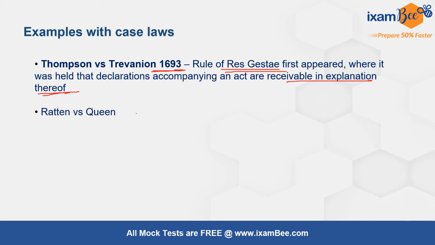Then there is another famous case law, that is Ratten versus Queen. In this case, the husband was accused of killing the wife. The husband shot the wife and he was being tried for the offense of murder. The husband took the defense that he accidentally fired the gun, it was not intentional. Prior to that act, the wife had called the emergency helpline number to report that her life is in danger. Her call, due to certain circumstances, was not able to connect to the police department, but it reached the emergency helpline number. Later, the wife's dead body was found in her house.